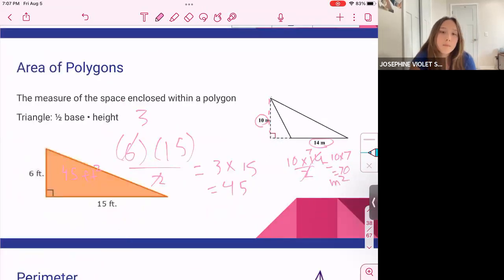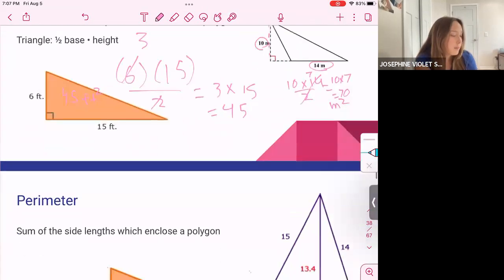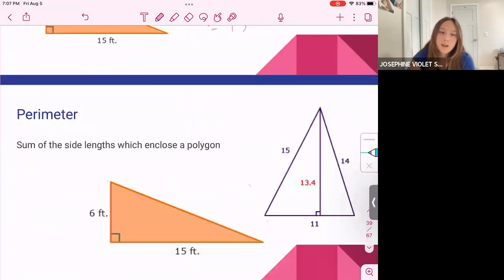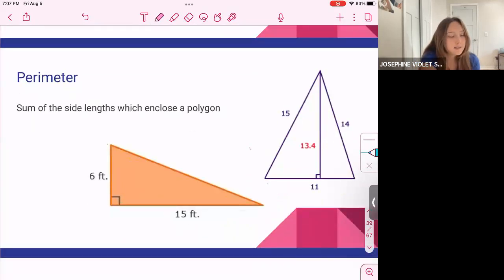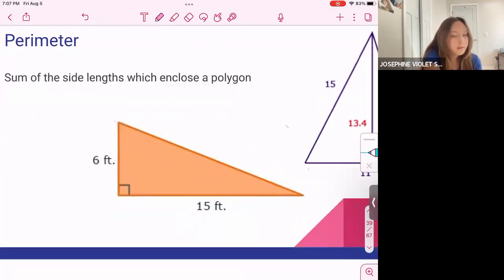Cool. So let's get into a little perimeter, shall we? Perimeter is just the sum of the side lengths which enclose a polygon. In the case of triangles, you just add the 3 side lengths. So for this triangle, we would add this side length, 6, and then we'd add this side length, 15. And then we'd have to calculate the length of this side.